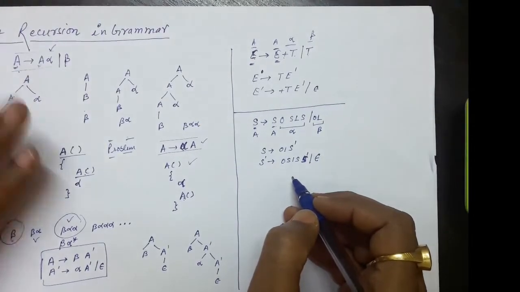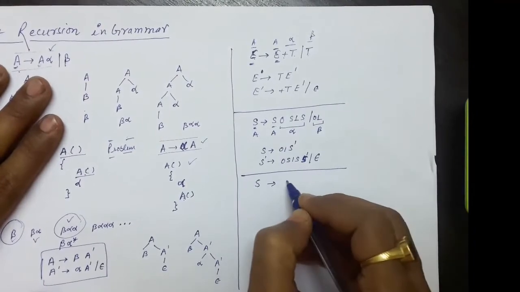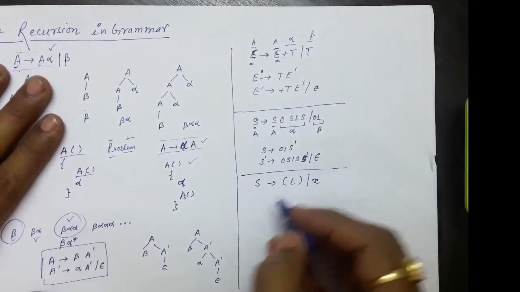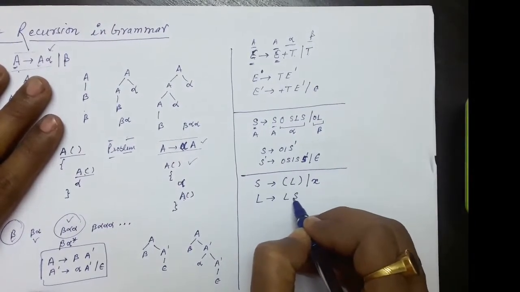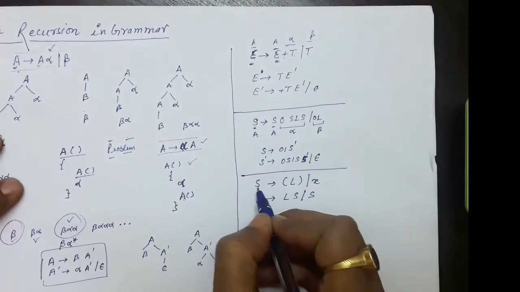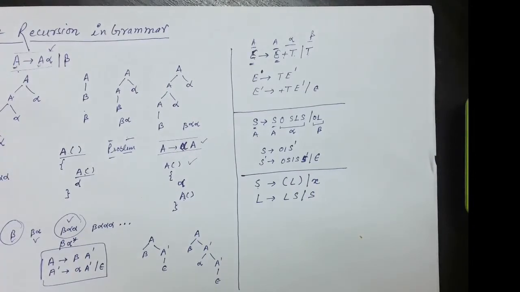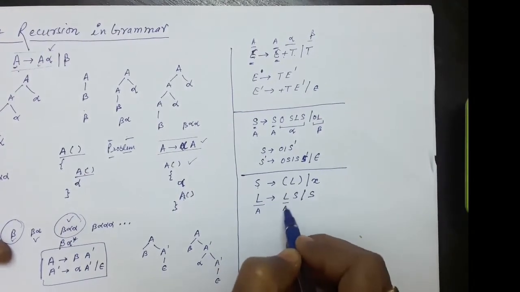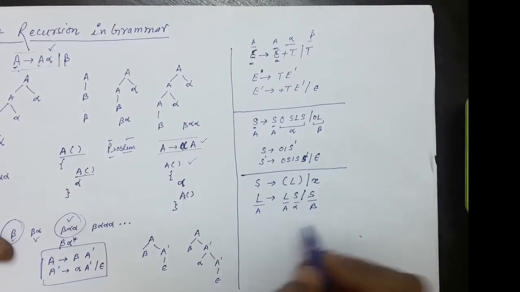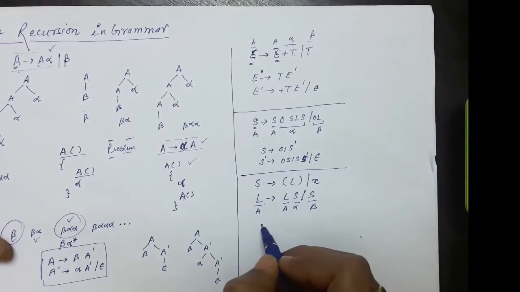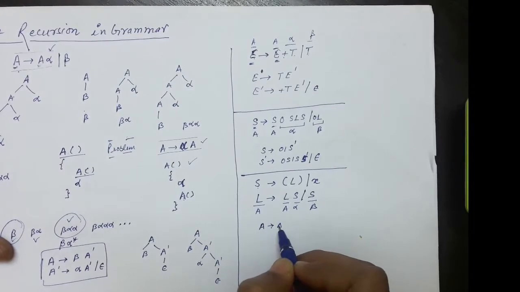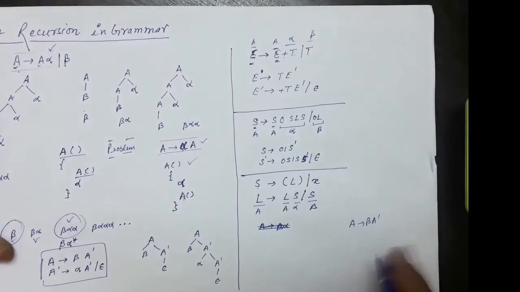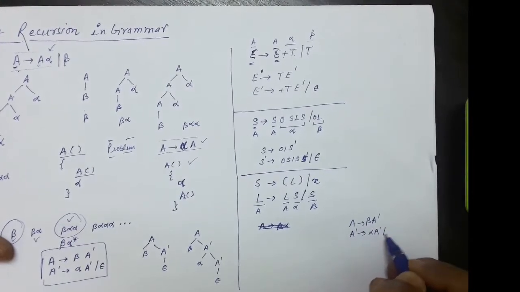Let's take another example. The grammar is S produces oblique X, and L produces L S oblique S. Now you can see that these two productions are in the same grammar. The first production does not have left recursion, but the second one has. So let us convert this to the A produces A alpha and beta type. For this production, we'll be writing the new one. The new one will be A produces beta A dash, and A dash produces alpha A dash and epsilon.